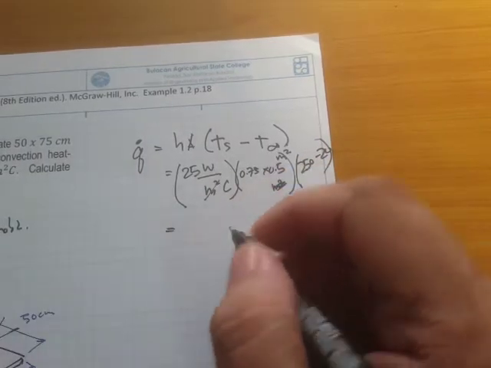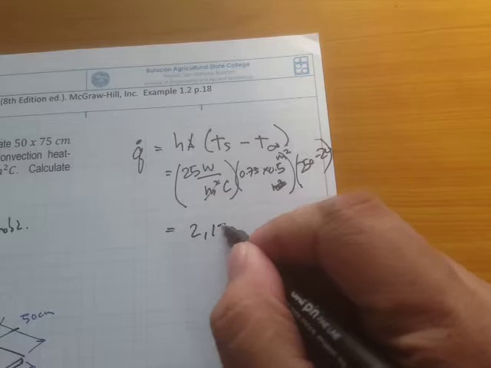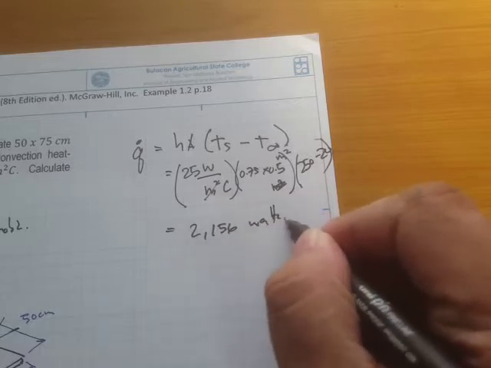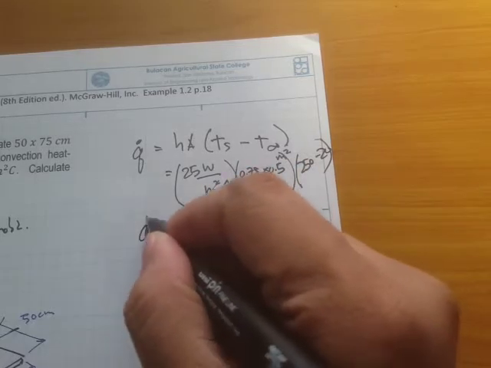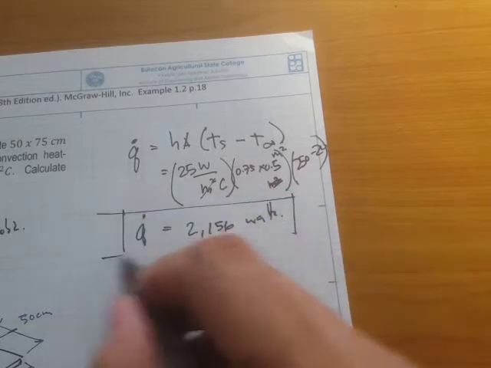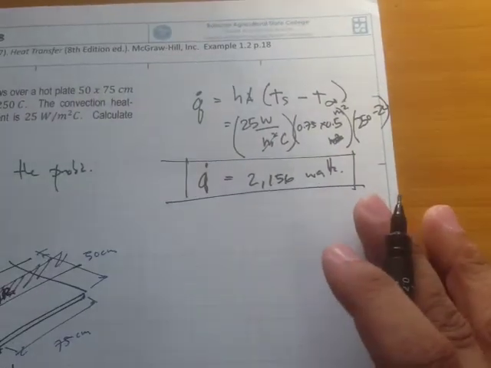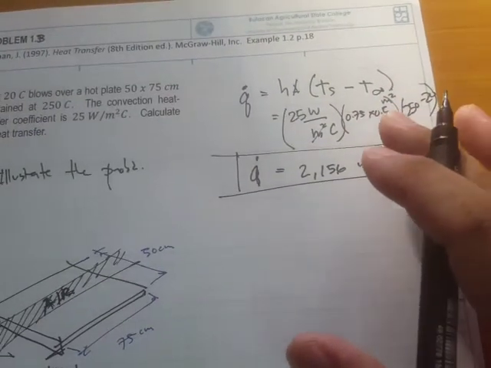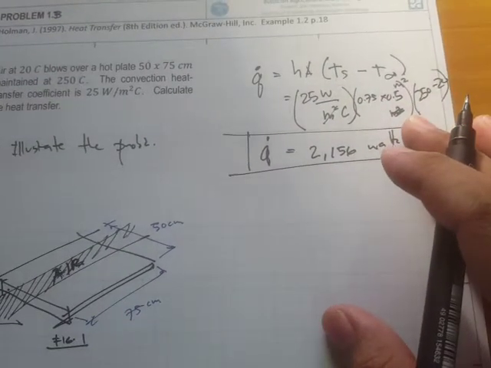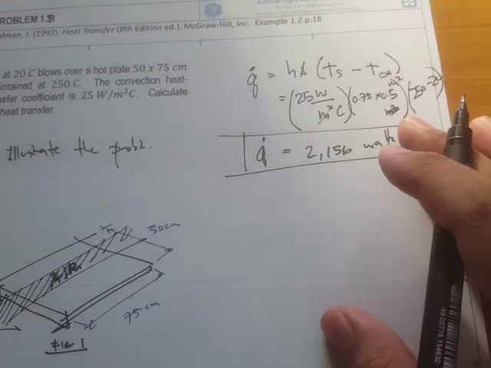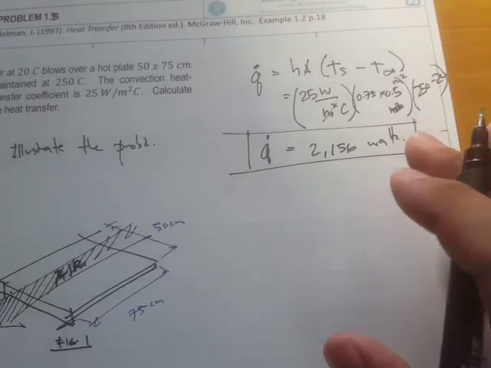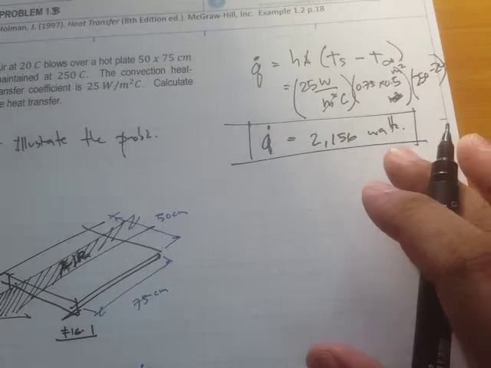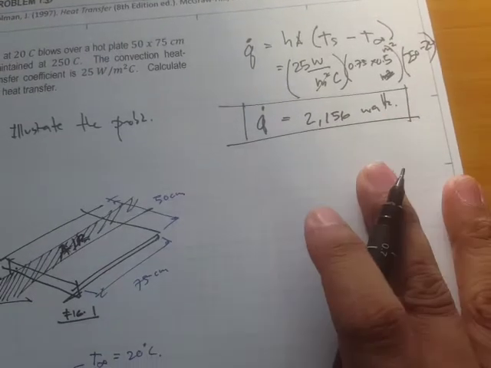So if you do the computation, what you'll get is 2156 watts. Okay, so if we can't understand the problem right away, then we can just try to illustrate it, and then at least somehow we can figure out what we are going to solve, or how we are going to solve the problem. Okay, next problem is this.